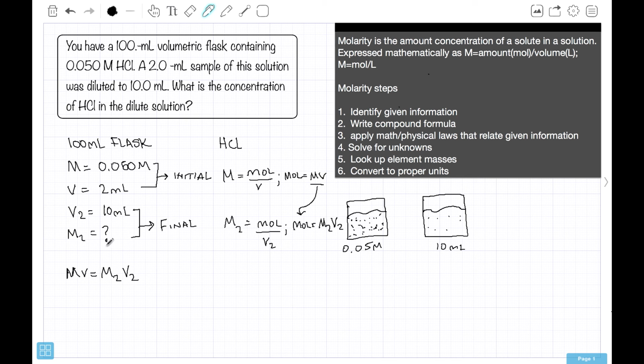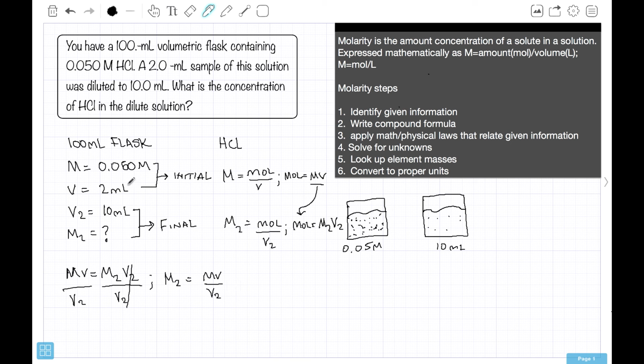Now looking at my givens, I have 3 of the variables. I'm only missing 1, and that's what I want to find. So if I isolate M2 in this equation by dividing by V2 on each side, the V2's cancel, and the new equation is M2 equals MV over V2. So now we have an equation that can help us solve for the second molarity.